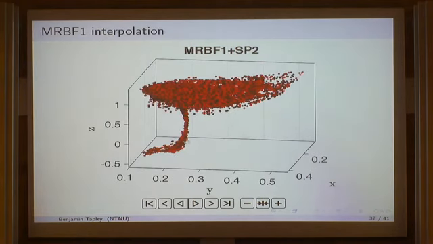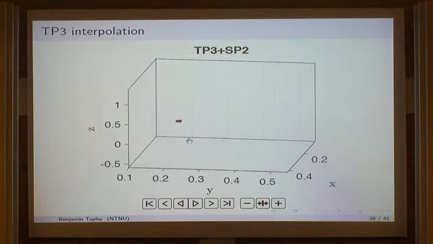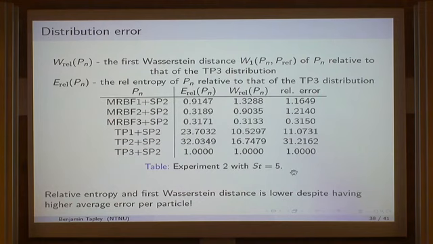Okay, so we go to the end. Again, who's to say which one's best, this one or this one? Well, what we can do here is compute the Wasserstein distance and the relative entropy. So here's the relative error in the same way I presented it before. This is the average error over all the particles relative to the reference solution. And I've divided all these numbers by the tricubic one, so this is just equal to 1 here, relative to the tricubic solution.